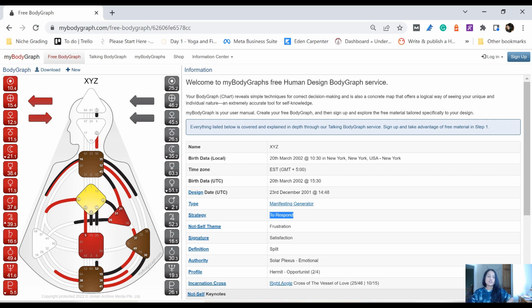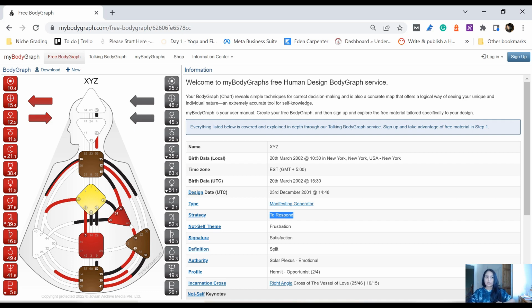Every type is going to have its strategy. This is how they're supposed to start actions. You're not just supposed to initiate unless you're a manifestor. You are supposed to wait for certain cues before you take an action, because that's how you'll be able to best use your energy. Their not-self theme is frustration. This is how this particular person will know that they're not in alignment with who they truly are: if they're in a state of frustration.